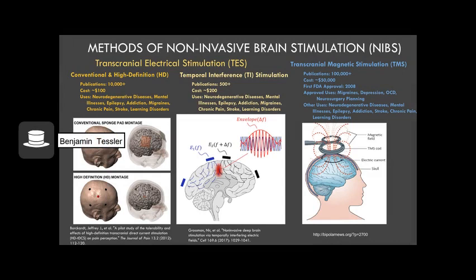The three main methods of non-invasive brain stimulation that I'll be discussing here, two of which are transcranial electrical stimulation, one being the conventional approach with sponge pads or high definition montages, and temporal interference stimulation, and the third being transcranial magnetic stimulation.